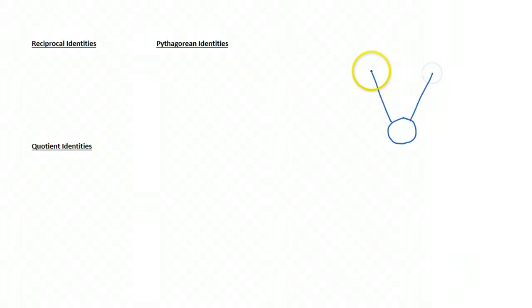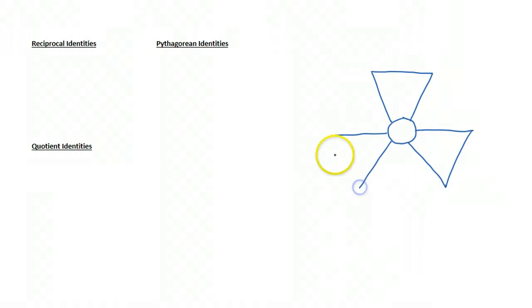So this diagram is going to help you remember your reciprocal identities, your quotient identities, and your Pythagorean identities. It kind of looks like a radioactive symbol. Once we've drawn it, we're going to put ratios on the end of each line. We start with cos, sine, tan, and one way to remember this is starting with cos, it's alphabetical, and then across the diagram is the reciprocal.